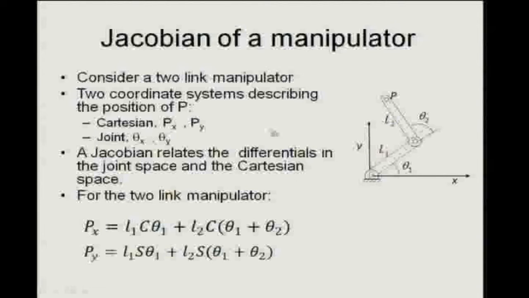So we can use Px and Py to represent that position, or we can keep theta 1 and theta 2, and we can relate these 2. So there are 2 coordinate systems. This is called the joint coordinate system, and this is called the Cartesian coordinate system, which describes the end effector position.